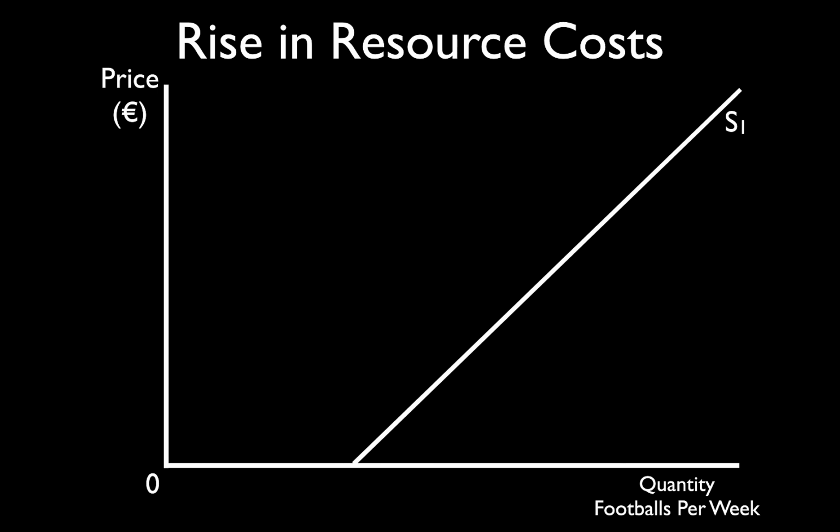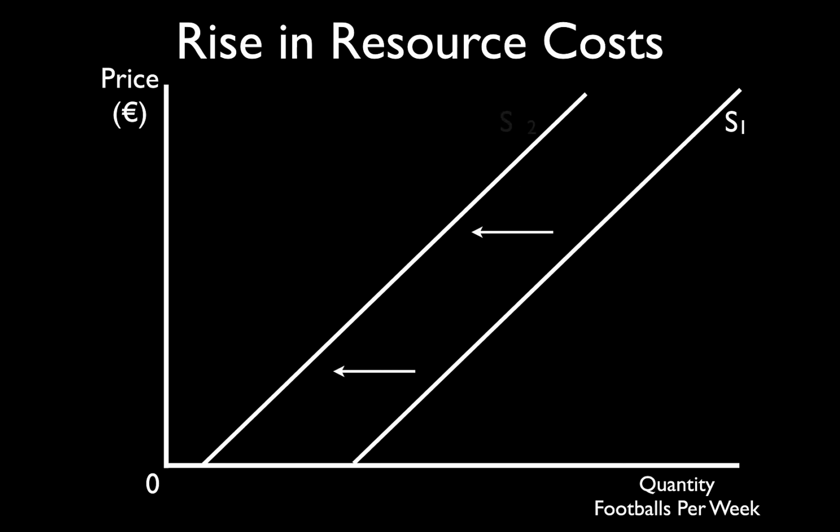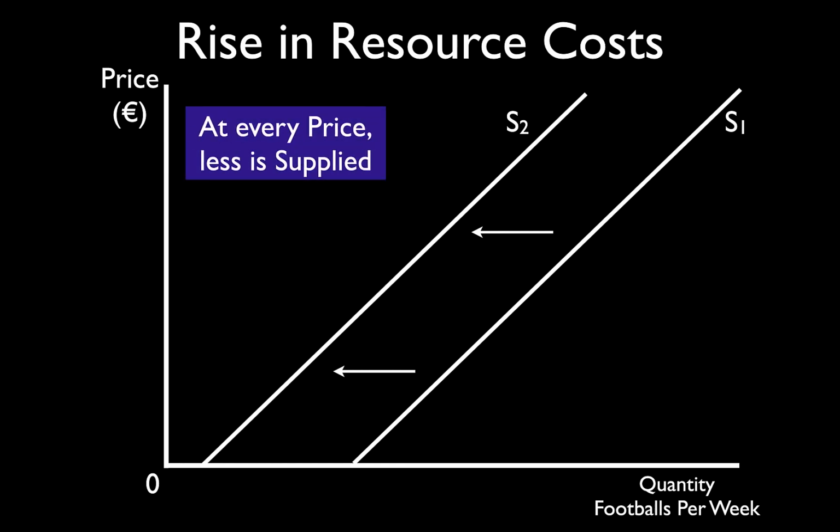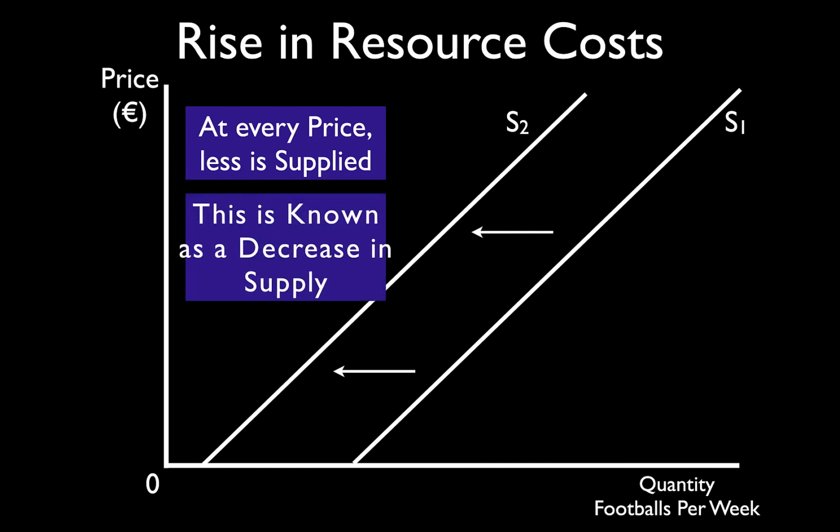And then on the other hand, if there is a rise in resource costs, what we're saying is the selling price of the good hasn't changed, so therefore it can't be a movement. So it has to be an inward shift. And that means that at every price, less is supplied, and this is known as a decrease in supply. Again, explaining the law of supply, but what we are still talking about is the profit margin per good sold.